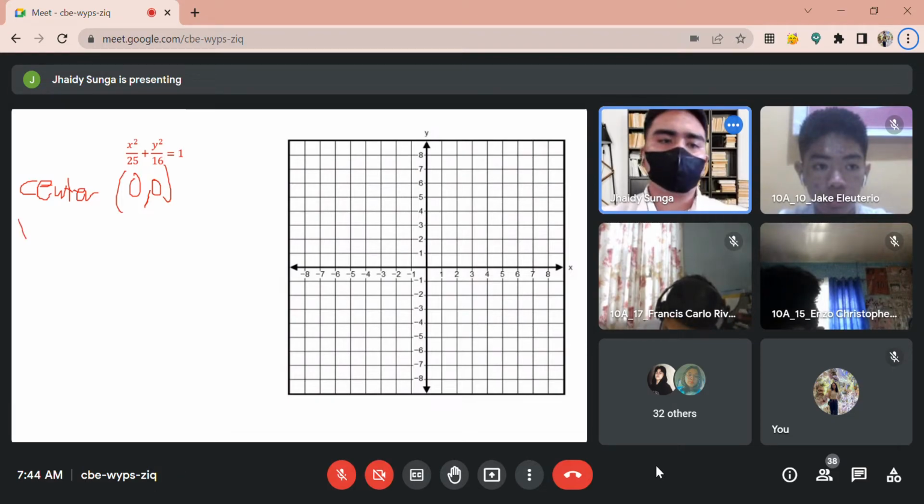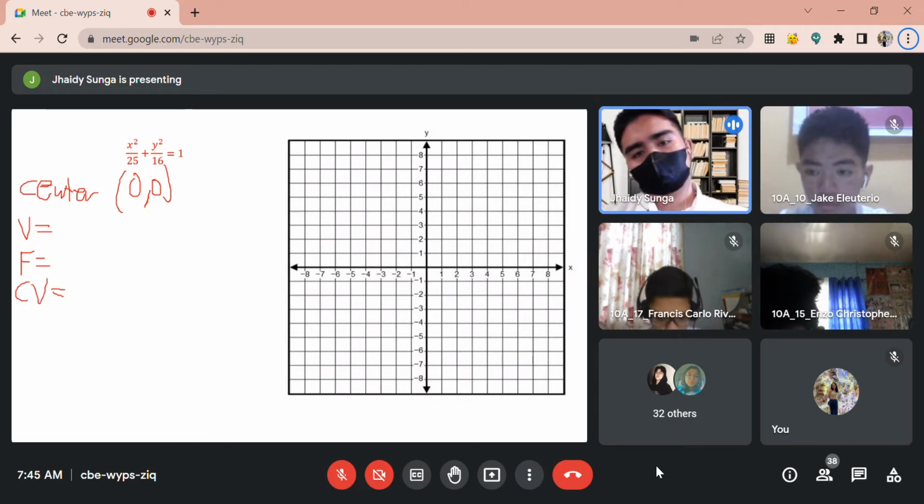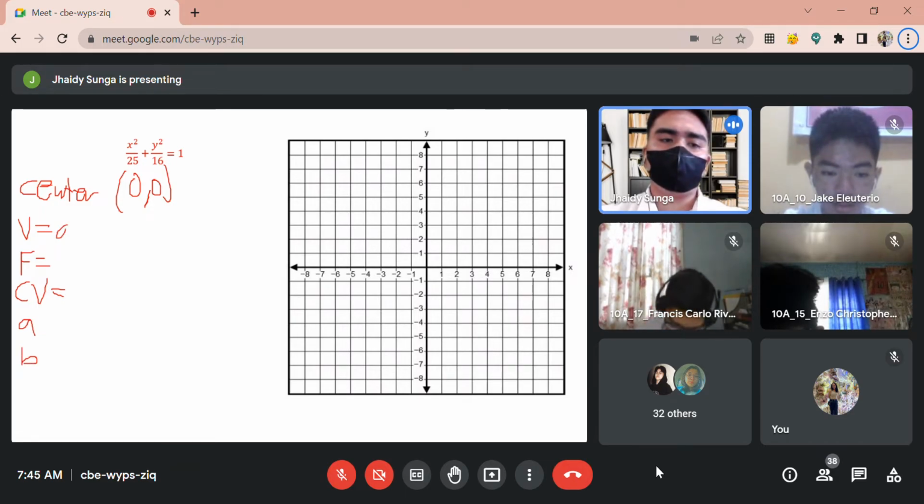First, your vertices, your foci, then co-vertices. And this is the one first, okay? So let's try to find the values of A and B, because your A will be vertices, your B will be co-vertices, and your C is your focus or foci. Okay. So what are the values of A?